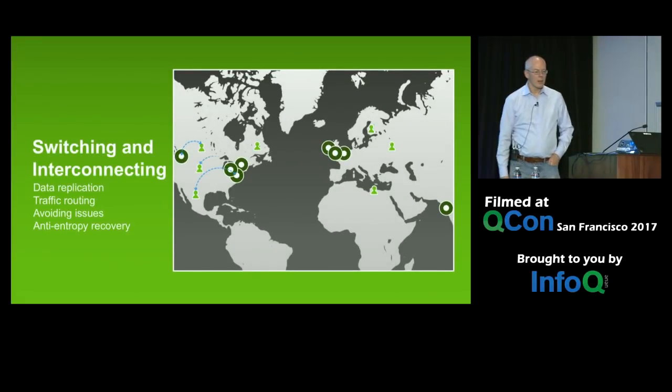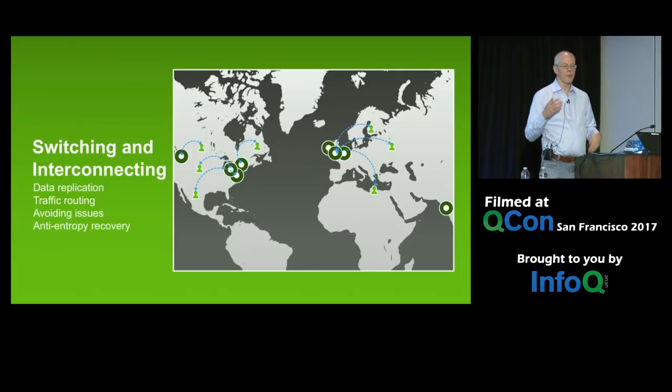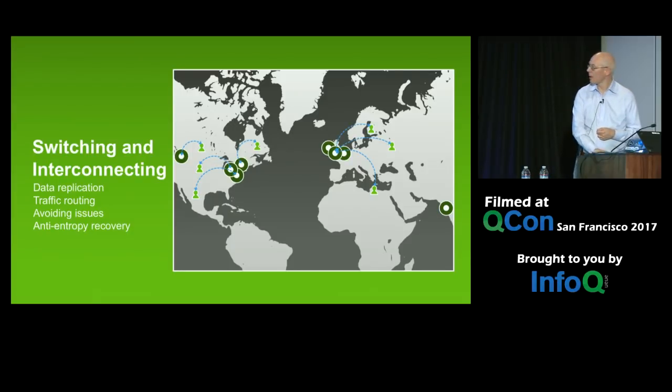So above this is a lot more interesting. I call it the switching interconnect level. Because if you've got data in more than one place, you have to figure out how do you get the data there? How do you keep it in sync? There's some data replication going on. There's routing between where you get customers or traffic has to be routed to more than one place. Because if the place goes away, you've got to route around it. So let's just sort of show a little diagram here. So this thing went away, and those customers get routed somewhere else. Okay? So that's traffic routing, avoiding an issue.